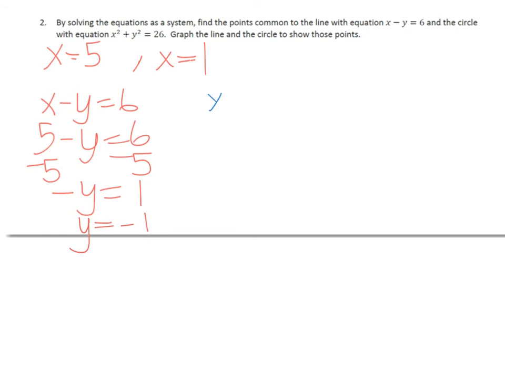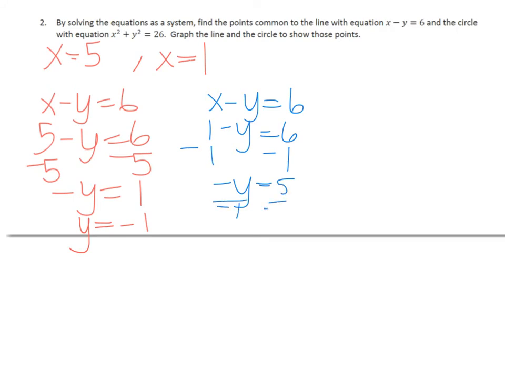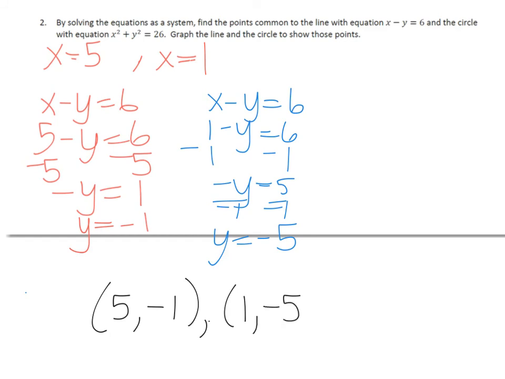So we have x minus y is equal to 6. Plugging that 1 in, I get 1 minus y is equal to 6. And subtract 1, and I get negative y is equal to positive 5. So if I divide by negative 1, I get that y is equal to negative 5. So our two points of intersection are going to be when x is 5, we got y is negative 1. And our other point of intersection is going to be when x is 1, y is negative 5.